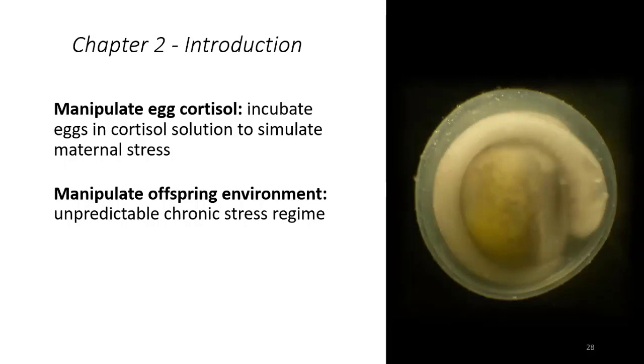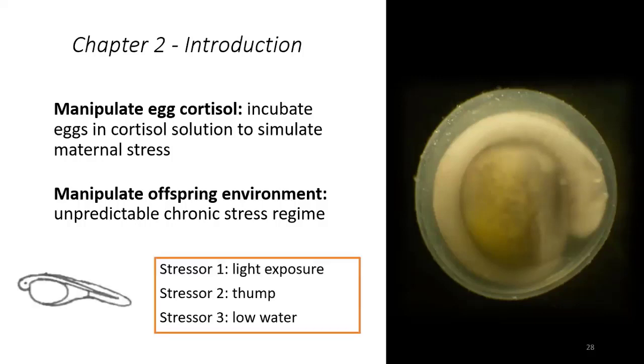The second technique is manipulating the offspring environment using an unpredictable chronic stress regime. This is something that's been developed for rodent studies, and it's where you have a set of 3 stressors and then you randomly choose 2 of them to apply every day. So the subjects are constantly being stressed, but they don't have a chance to become habituated to the stress because it's different every day. So I applied this during the free embryo stage, and the stressors that I chose were light exposure, a thump on the table surface, and low water levels. So each of these were applied very briefly for 2 minutes or less, but the free embryos do react to them.